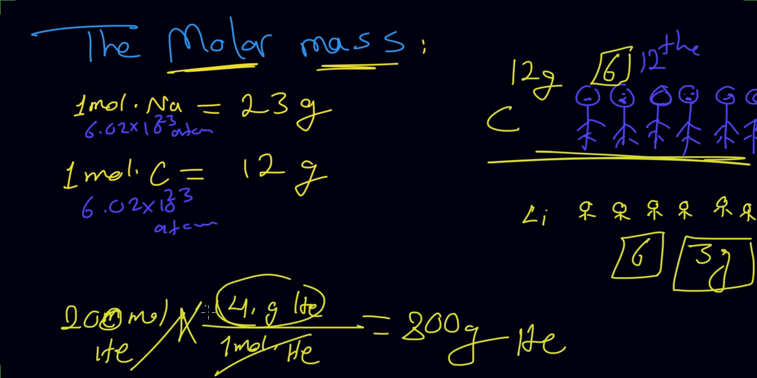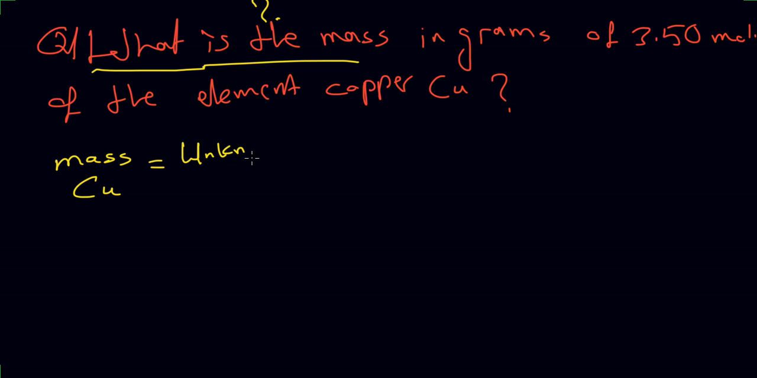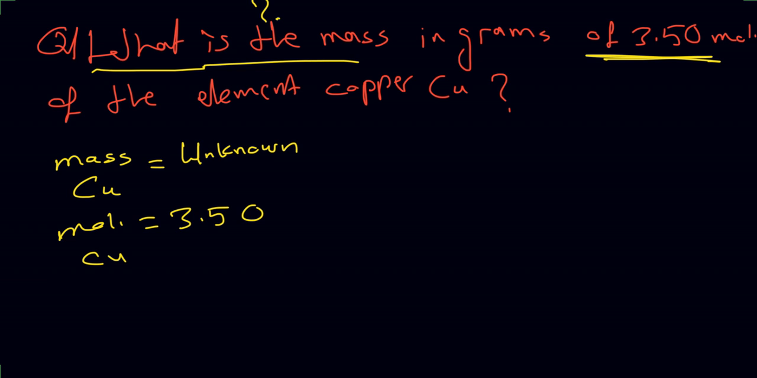This part is given. Okay guys, look at this question. I'm going to use mole, make a relationship between mole and mass. What is the mass? If any word comes after the "what", it means this is unknown. So the mass of copper is unknown, of 3.50 mole. So mole is given, 3.50 mole of copper.